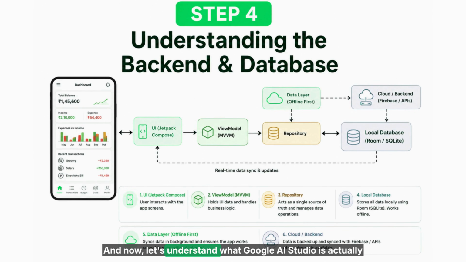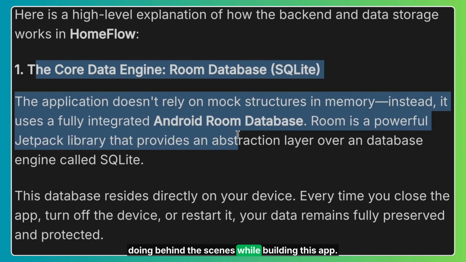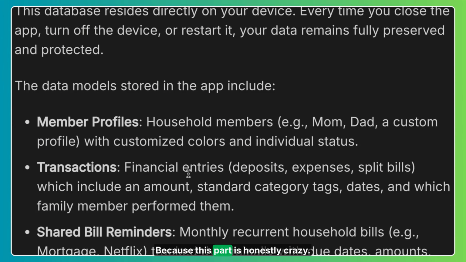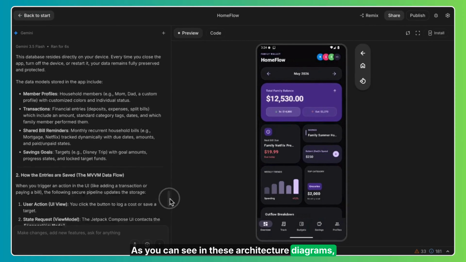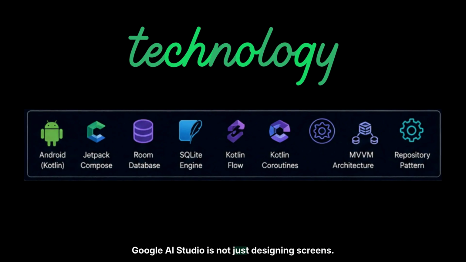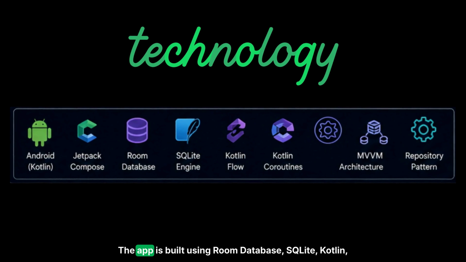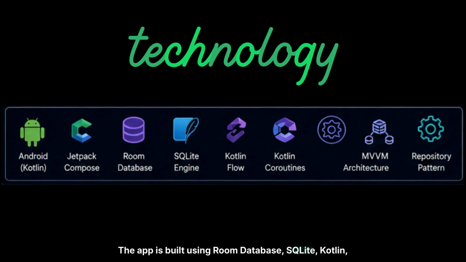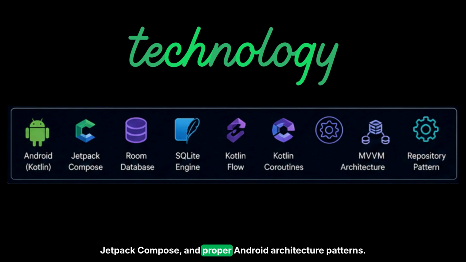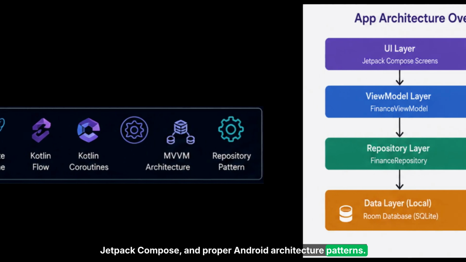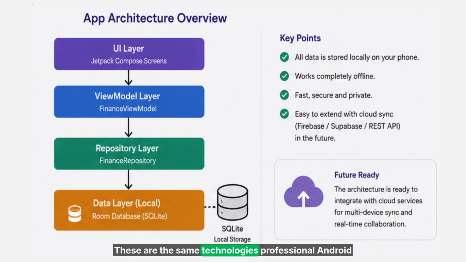And now, let's understand what Google AI Studio is actually doing behind the scenes while building this app, because this part is honestly crazy. As you can see in these architecture diagrams, Google AI Studio is not just designing screens. The app is built using Room Database, SQLite, Kotlin, Jetpack Compose, and proper Android architecture patterns. These are the same technologies professional Android developers use while building real production apps.